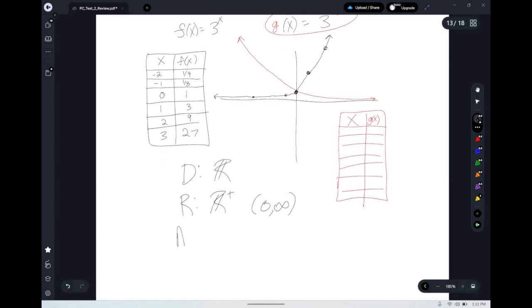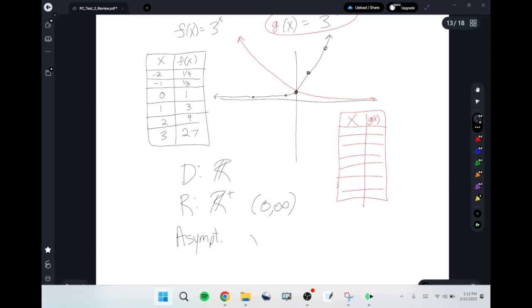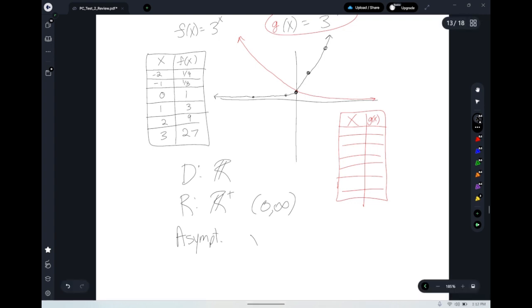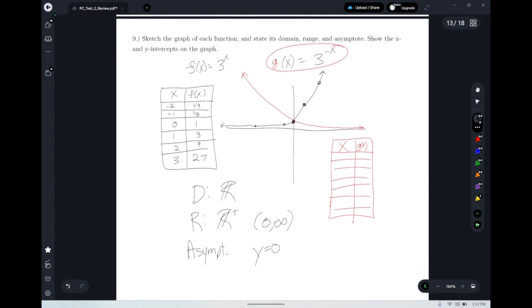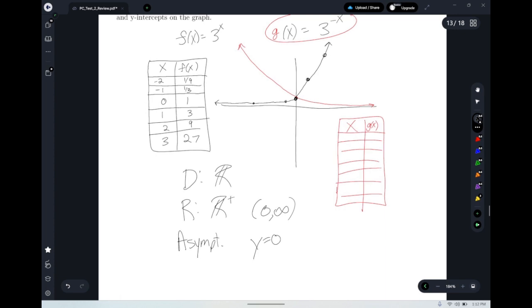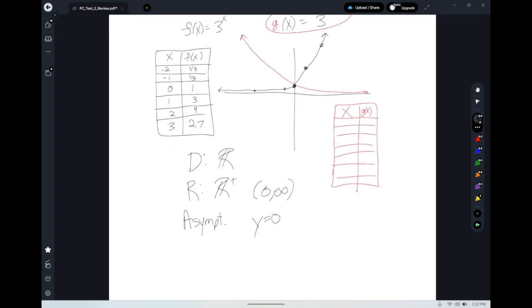Asymptote? Y equals 0 or x equals 0? I heard both. x equals 0 is the line like this, and y equals 0 is the line like this. So I think it'd be y equals 0 because it's a horizontal asymptote, right? There isn't necessarily a vertical asymptote on it. Did they ask us for anything else? X intercepts and y intercepts. There is only a y intercept, but no x intercept. It is at y equals 0, 1. There's no x intercept because that's the asymptote.